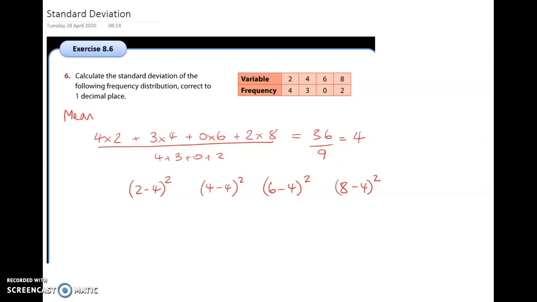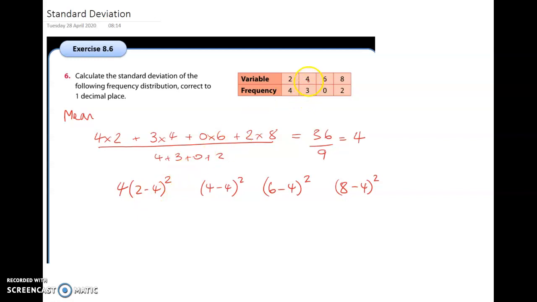Okay, so now, how many times did 2 actually happen? Well, it happened 4 times. So what we want to have here is, well, the difference between 2 and 4 is 2. Now we have to square that. There's a bit of a process, you just have to learn this. We have to square them. It's a square of the differences. But it happens 4 times, so I want 4 lots of the square of the differences.